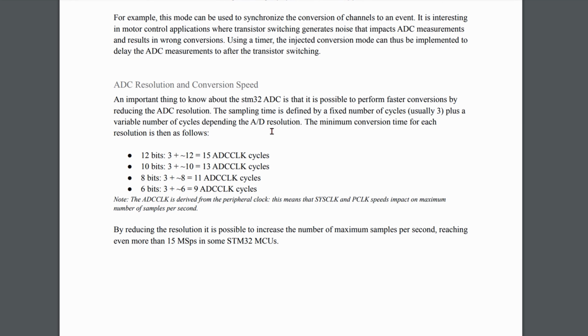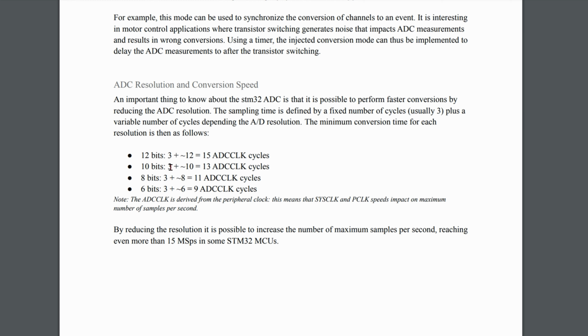An important thing to know about the STM32 ADC is that it is impossible to perform faster conversions by reducing the ADC resolution. The sampling time is defined by a fixed number of cycles, this is usually 3, plus a variable number of cycles depending on the ADC resolution. The minimum conversion time for each resolution is then as follows. So we have 12 bits, and we have the 3 plus about 12. This is equal to about 15 ADC clock cycles.